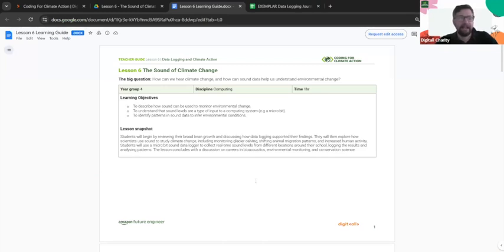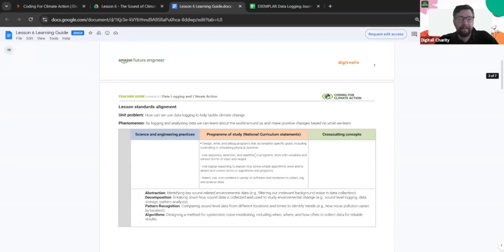So the teaching guide, of course, gives us the learning objectives for the lesson: understanding how sound can be used to monitor environmental change, understanding sound levels as a type of input into a computing system. That's a key thing here, really. We think of inputs as buttons being pressed and keys being typed and things like that. But actually, we can take in all different types of inputs: sound, temperature, so on. And to identify patterns of sound and data and infer environmental conditions. Okay, so more on that in a moment.